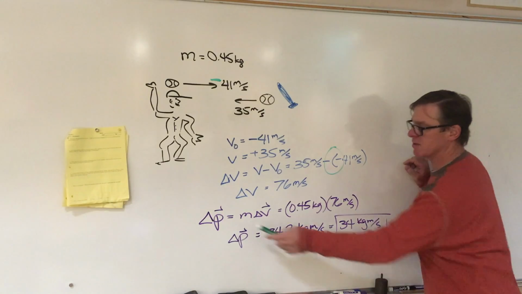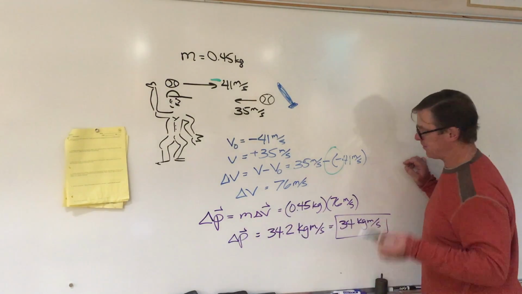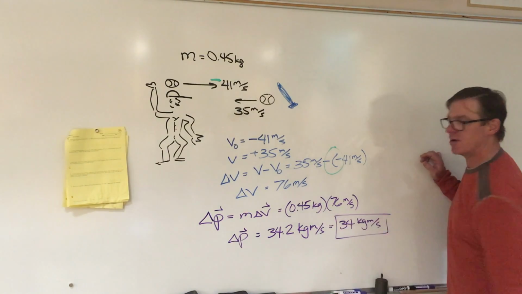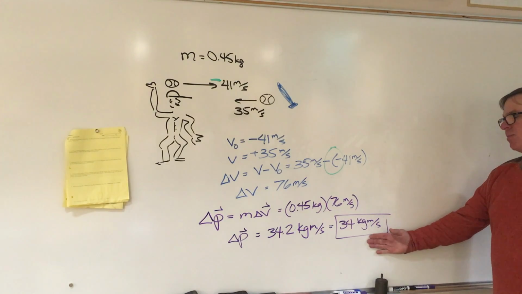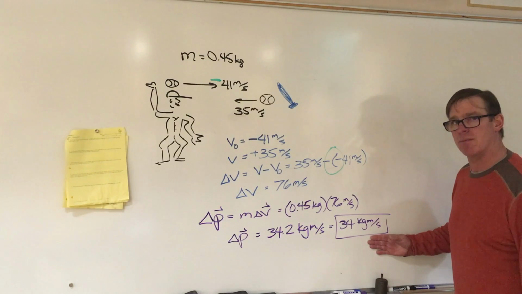The change in momentum, delta P, is mass times delta V. Mass times change in velocity. So I plugged in my values, get 34.2, rounds to 34 kilogram meters per second, the unit for momentum.